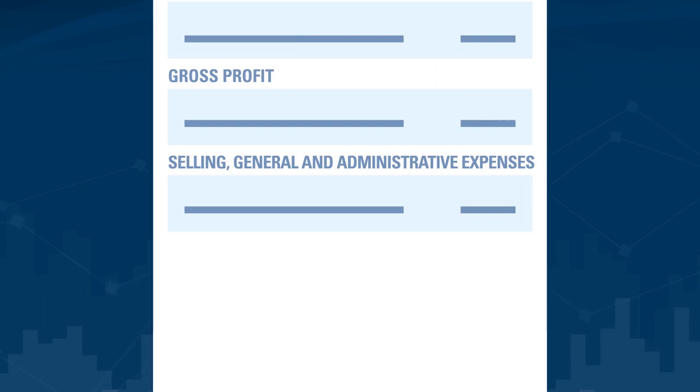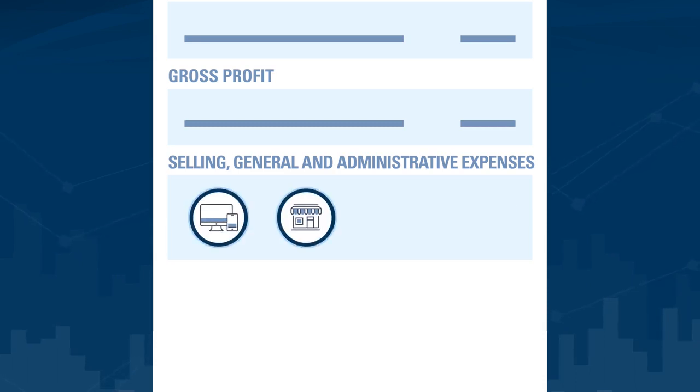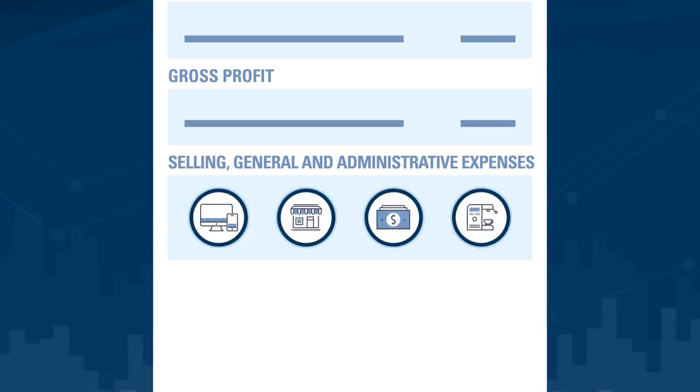Indirect costs are often recorded as selling, general, and administrative expenses or operating costs. These are costs that do not directly increase or decrease according to the amount of sales a business makes. These are the costs to keep the business running. For example, marketing, rent, wages, and utilities.